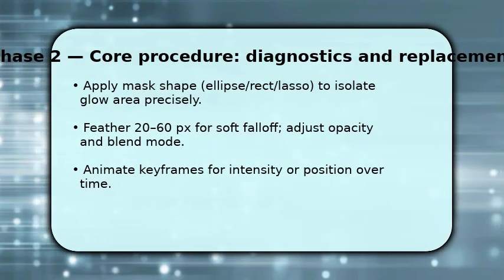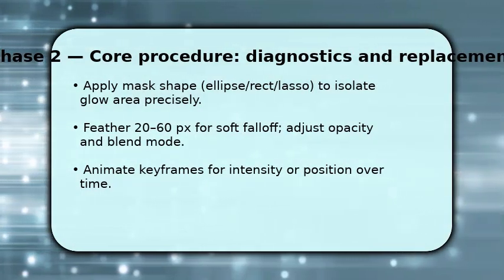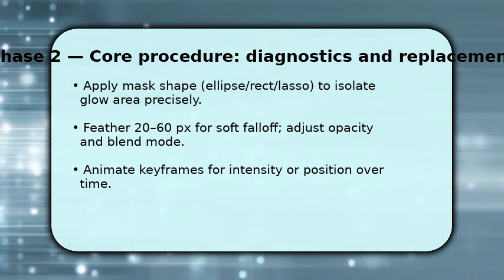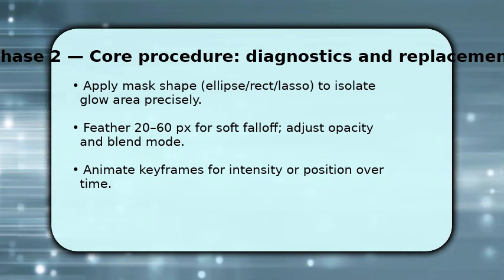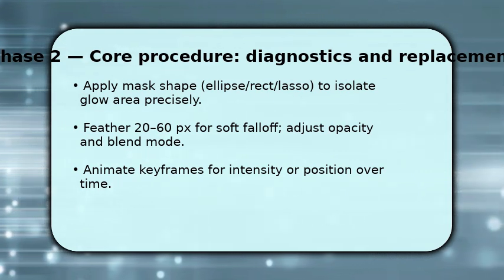Once your mask is in place, you refine the glow by feathering and blending. This softens edges so the effect looks natural. You should set feather between 20 and 60 pixels, then choose a blend mode like Screen or Add to integrate glow with highlights. Make sure to lower or raise opacity to taste.